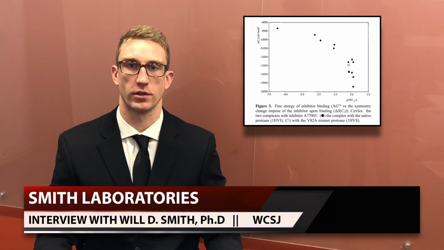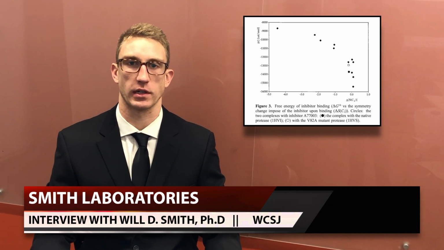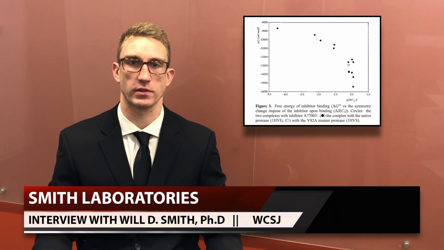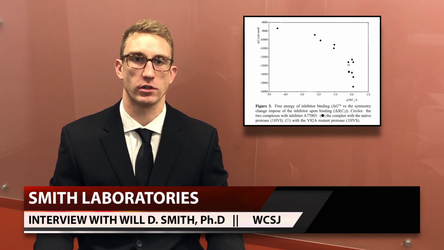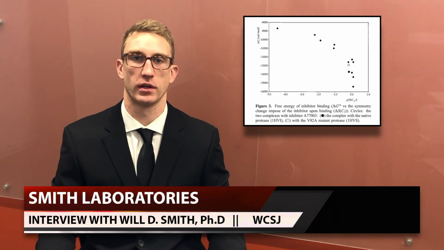This graph, shown here, illustrates this relationship between change in symmetry and the change in Gibbs free energy. As the change in symmetry becomes more drastic, the favorability of the inhibitor binding decreases, which is represented by the increasing delta G value on the graph. When the symmetry change is minimal, the binding to the HIV protease is most favorable.